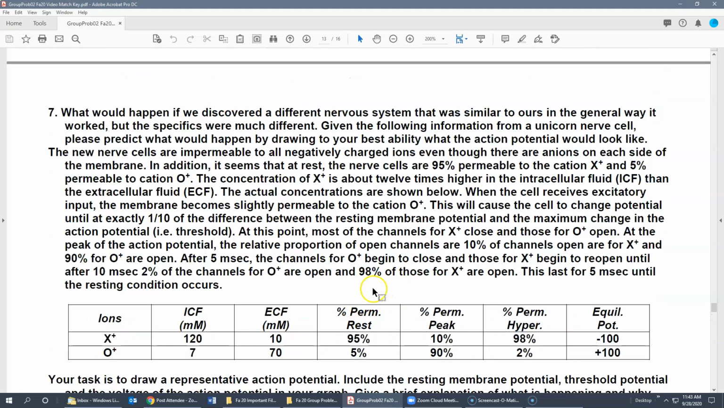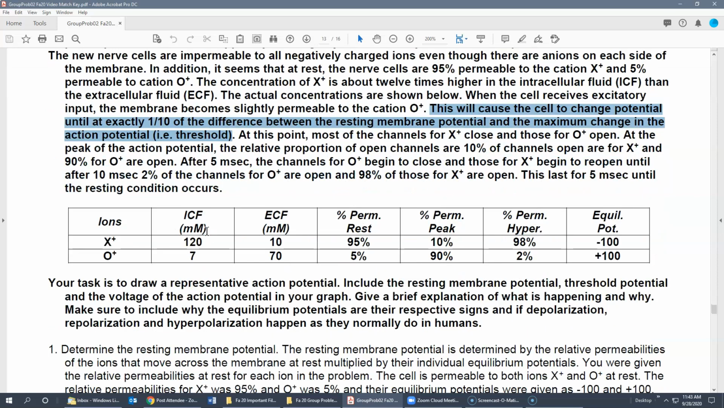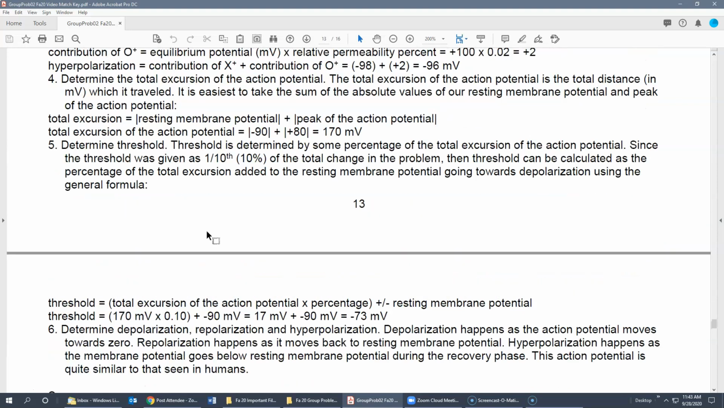Come up here, and this is the key statement right here. I'll highlight it. This will cause a change in the action potential until at exactly 1/10 of the difference between the resting membrane potential and the maximum change of the action potential. So basically, this gives you the definition of the threshold. So that's 10%. So we take the 10% that was given, and then multiply it by the total excursion. So 170 times 10% is 17.